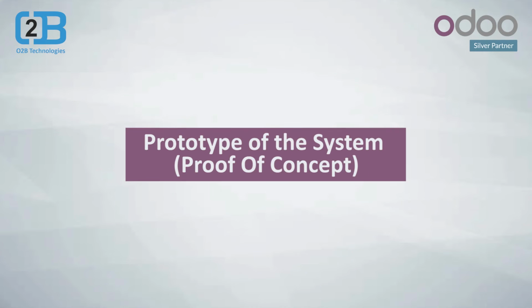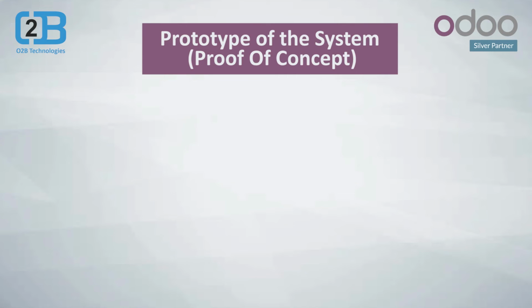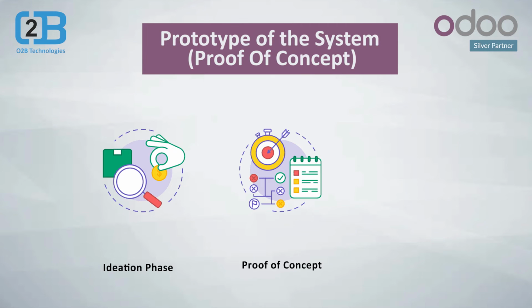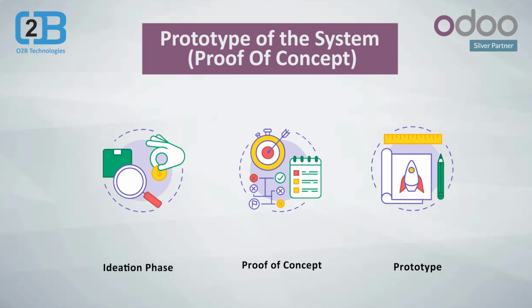Prototype of the system. Proof of concept. We believe that it is better to experience or see something once than to have a theoretical idea about it. This is the reason we prepare a functioning prototype of the system that you will be using in the future. We ensure that you understand how your ERP system will work, and at this stage we can also discuss the scope of changes or customization.